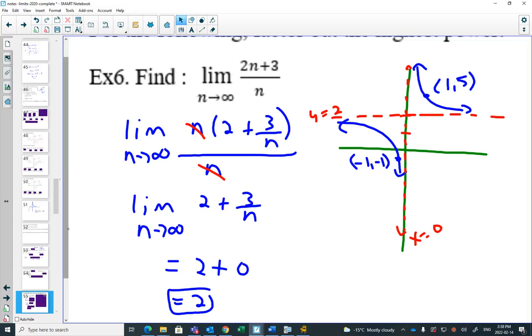However, as a shortcut, if you did this in your head and just said it was 2, I would be fine with that because you have the same degree on the top as you do on the bottom. Really, that plus 3 doesn't matter anymore. Once numbers are really, really big, plus 3 doesn't matter.